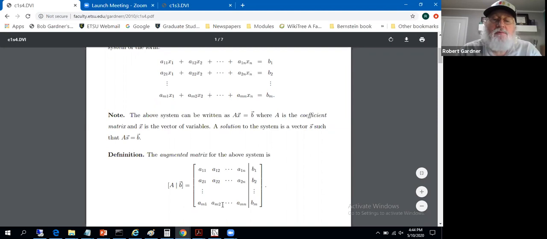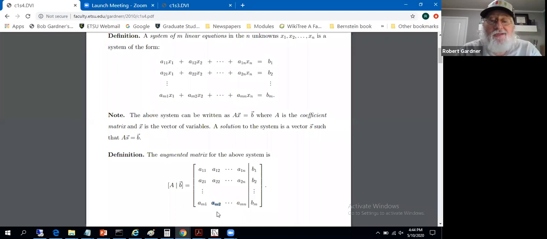Look at this entry here. What's that correspond to? Well, it's in the second column, so it corresponds to a coefficient. It is a coefficient of X sub 2. Actually, there it is right there. It's a coefficient of X sub 2 in the last equation, the last row of the matrix. So I could take this system of equations and write it as this augmented matrix, or I could take this augmented matrix and write it as a corresponding system of equations. So these are just different notations for the same thing.